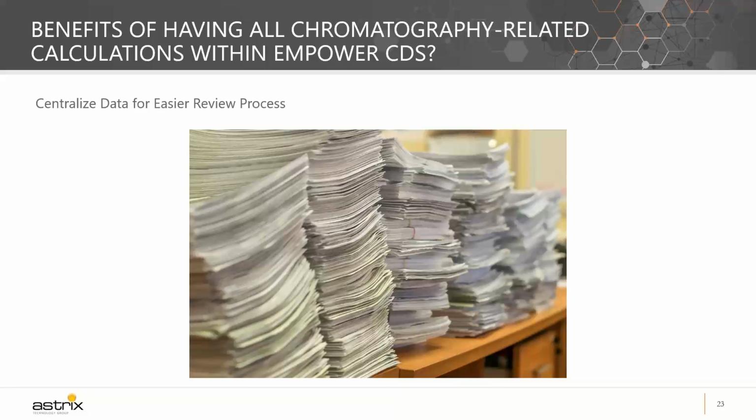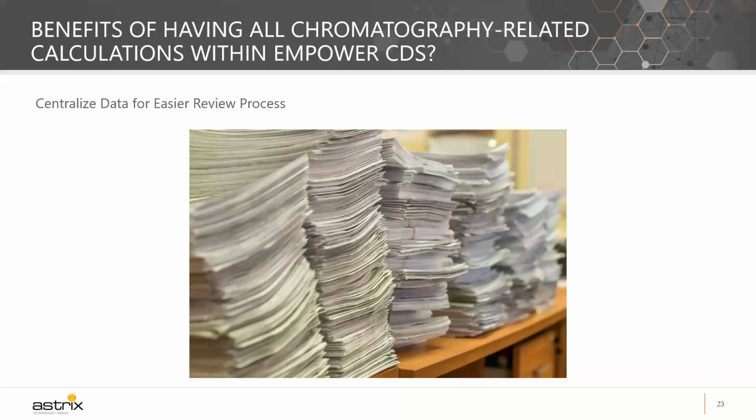Another benefit of having all chromatography related calculations within Empower is centralized data for easier review processes. So one other question to think about. Brennan mentioned in the ALCOA definition that data must be original. Let's give an example. Let's say you're going through an FDA inspection right now, and you're asked to provide all original data related to a specific analysis. Think about your environment.